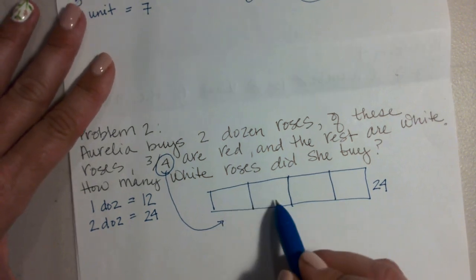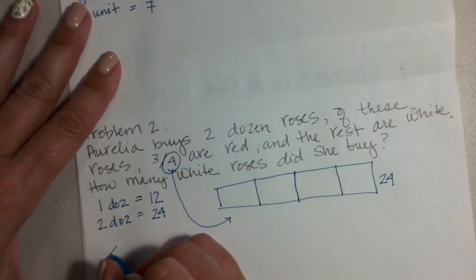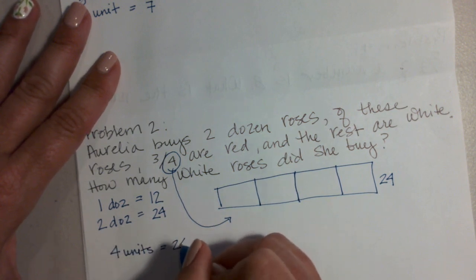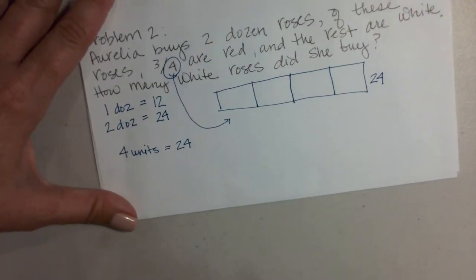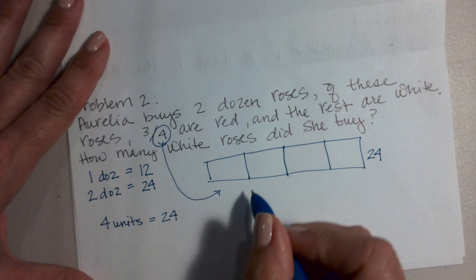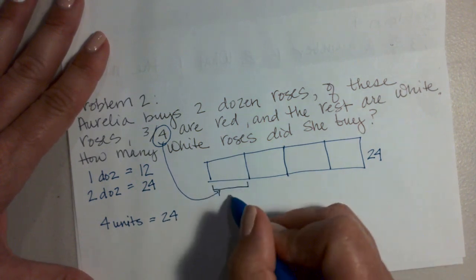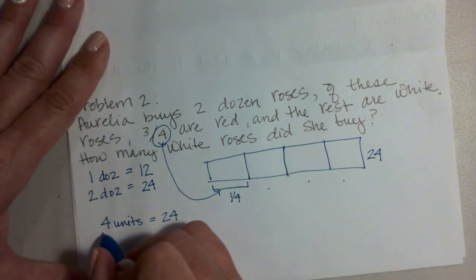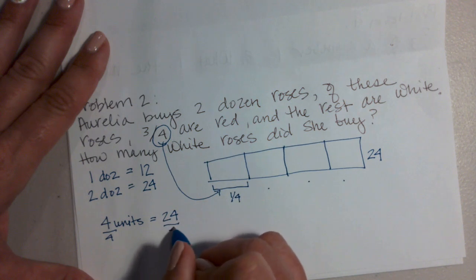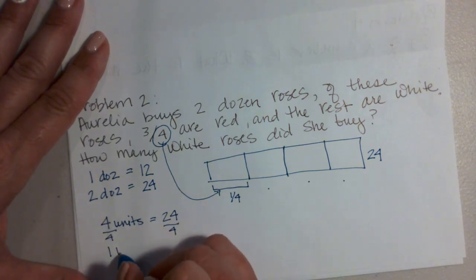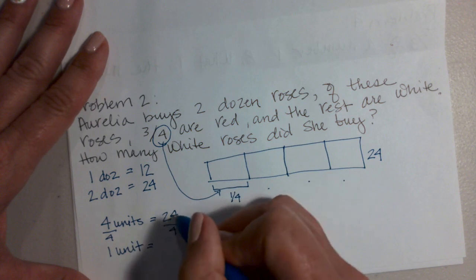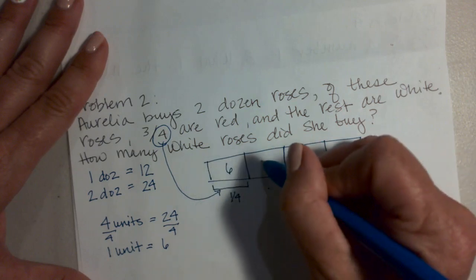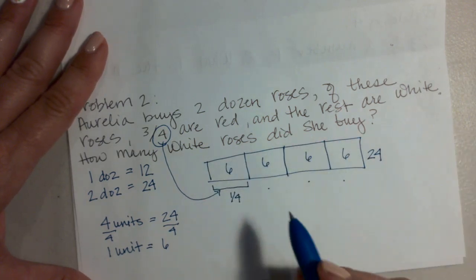Now, 4 units is equal to 24, right? Well, if I want to find out what 1 unit is, 1/4, 2/4, 3/4, 4/4, right? I'm going to divide. What I do on one side, I have to do to the other. That gives me 1 unit. And 24 divided by 4 is 6, right? So now we know that in 1 unit, there are 6 roses.